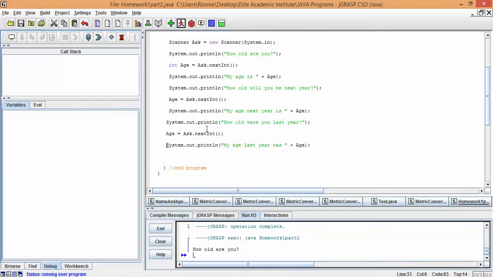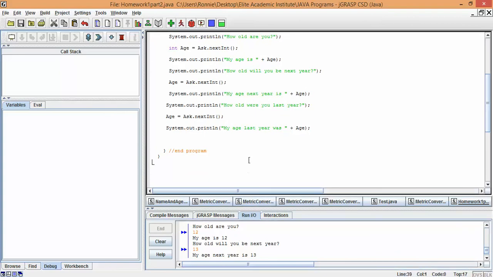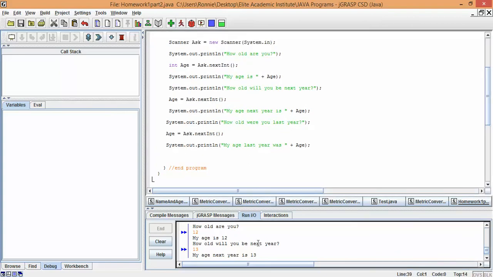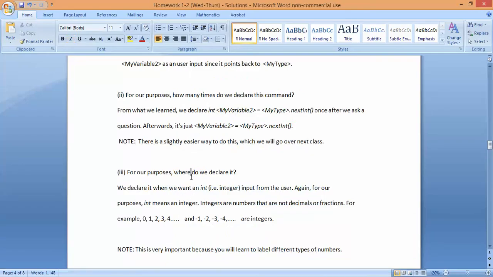Run. How old are you? 12. How old will you be next year? My age next year will be 13. How old were you last year? 11. Okay. Go back. How old are you? I'm 12 years old. My age is 12. It matches this. Then it said, how old will you be next year? Well, I'll be 13. Bam. How old were you last year? 11. Okay. Very simple.